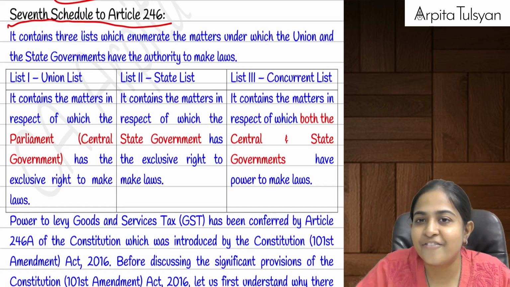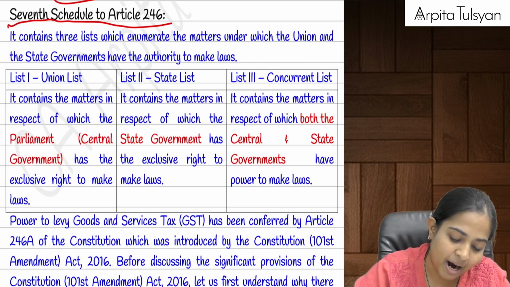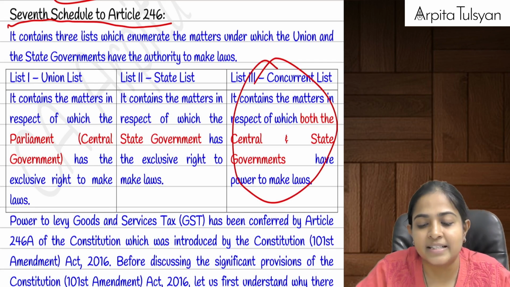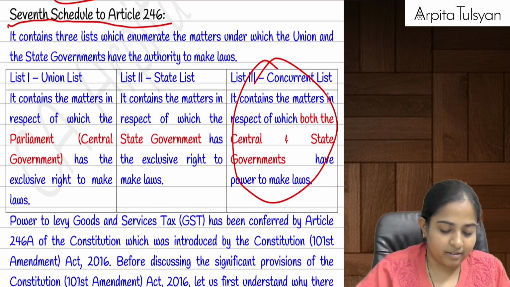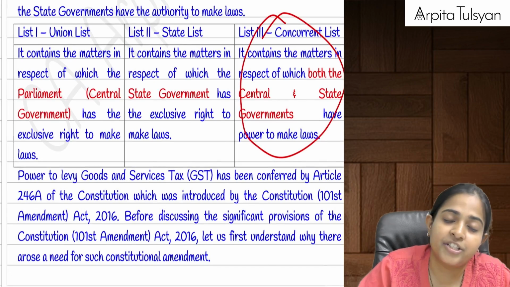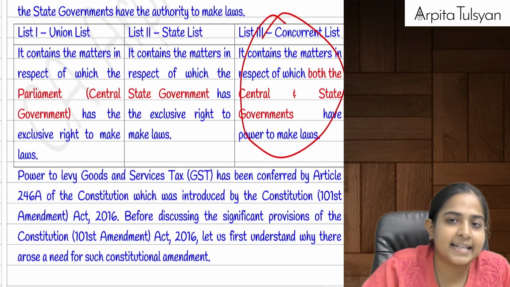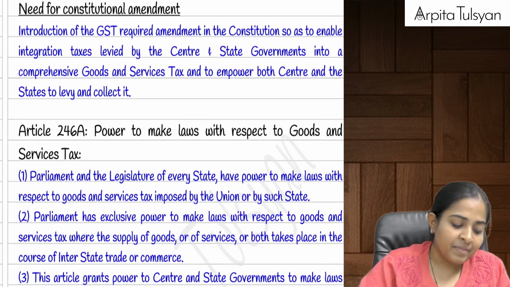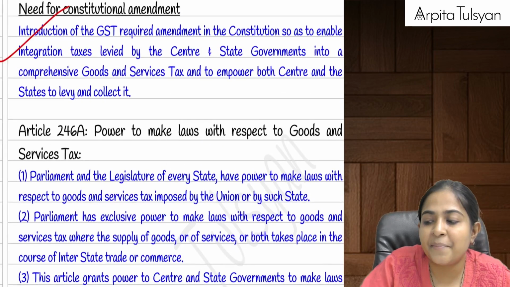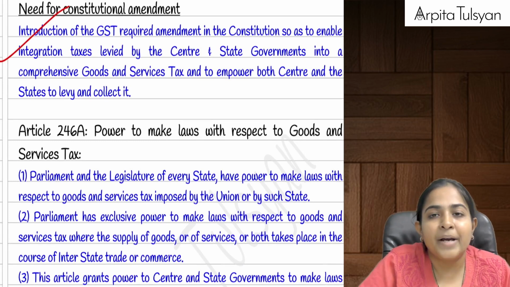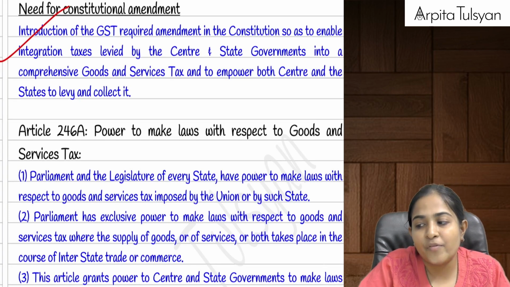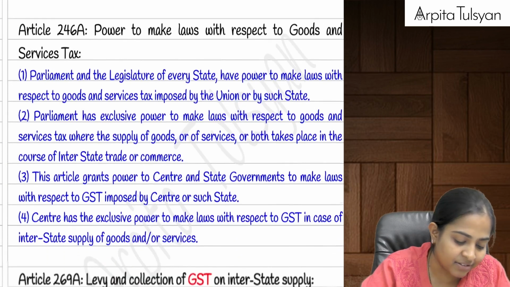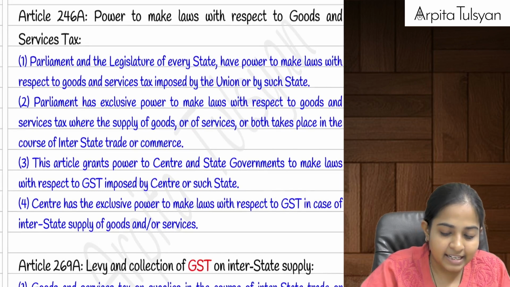to make laws. Can we say now GST is going to form part of this particular concurrent list? Because under GST, the power to levy and collect the taxes is there with both the central as well as the state government. Now, what was the need for constitutional amendment? I have already told you this. Because of this constitutional amendment, now we have got the powers that GST can be levied and collected by both center as well as the state. Very clear with this?